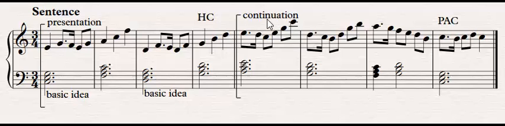Now that we've got the continuation, we have to label where the cadence starts. So usually it's going to be pretty easy to figure out, because in the examples we'll be looking at, things fall into pretty even groupings. So the basic idea was 2 measures. The repeat of it was 2 measures. We can say that the continuation, this first part, the contrasting idea here is 2 measures, and then the cadence is 2 measures. So contrasting idea and then cadence.